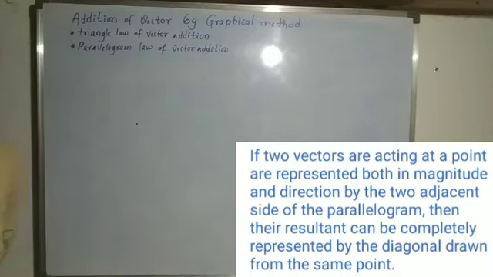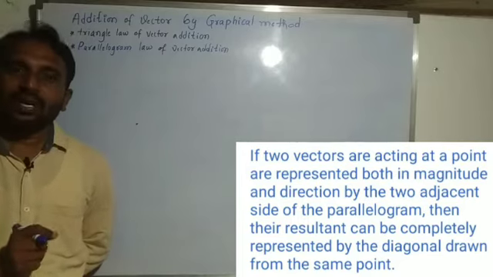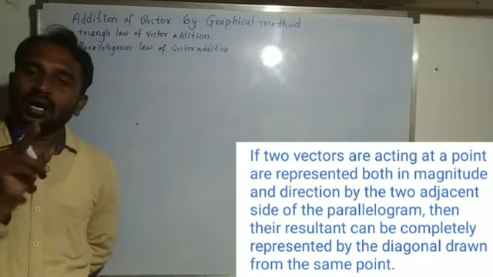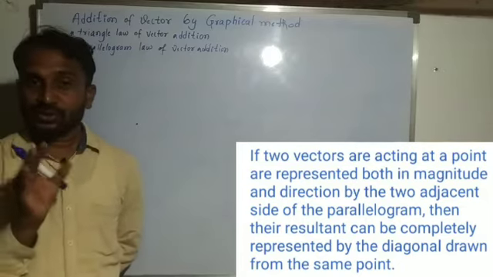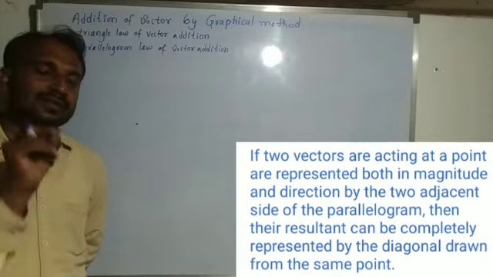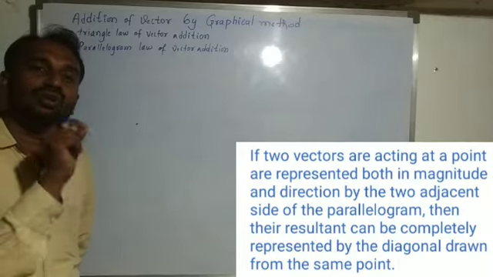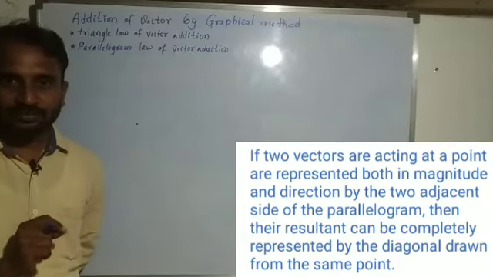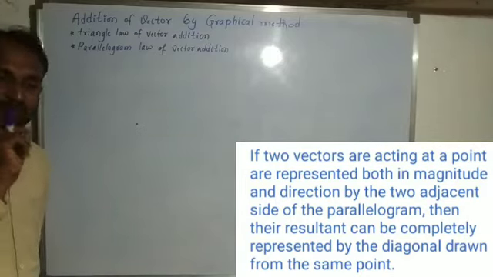Here we consider two vectors having both magnitude and direction, and these two represent adjacent sides of a parallelogram. And here we also consider one resultant vector. That one is the diagonal of this parallelogram, and it also starts from the same point.